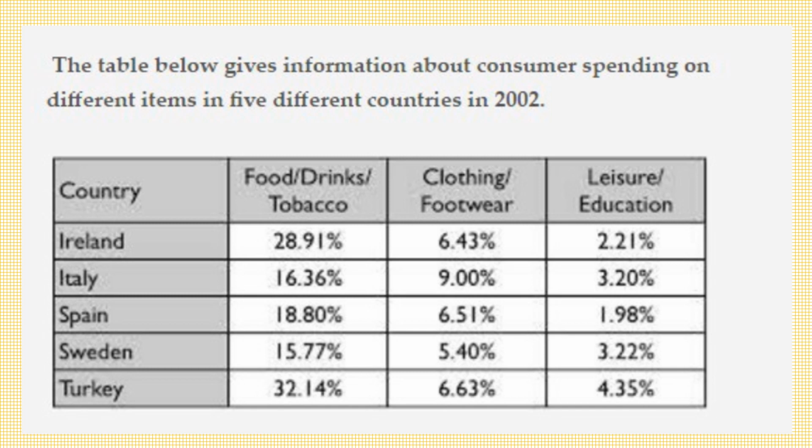In terms of food, drinks, tobacco, and education and leisure, Turkey spent the most, while in terms of clothing and footwear, Italy spent the most. Overall, all countries, Spain, Sweden, Turkey, Italy, Ireland, spent most on food, drinks, tobacco, and the lowest expenditure was on leisure and education.